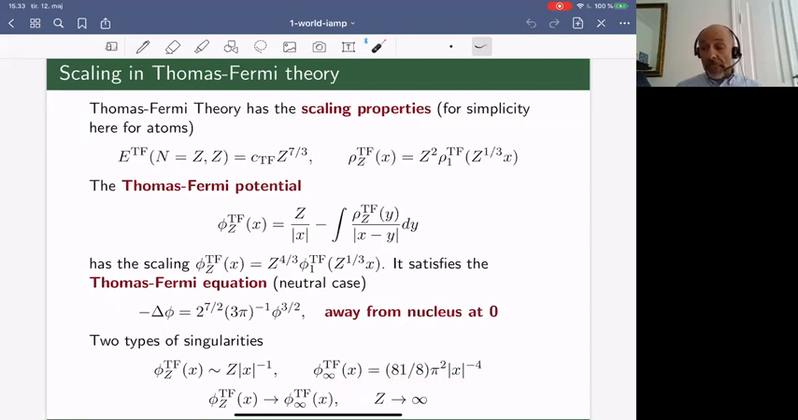So this strong singularity, and I want to emphasize it, has a unique constant. There are no parameters in the strong singularity. And that is going to be extremely important in order to understand the universal structure both of Thomas-Fermi theory, but also of real atoms.